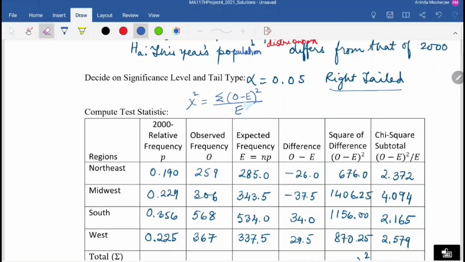Let me just correct that here. One second. The sigma is for the whole thing, so divided by E.